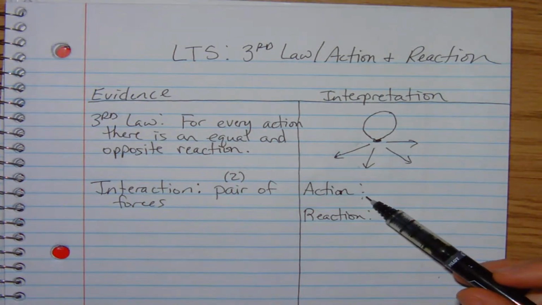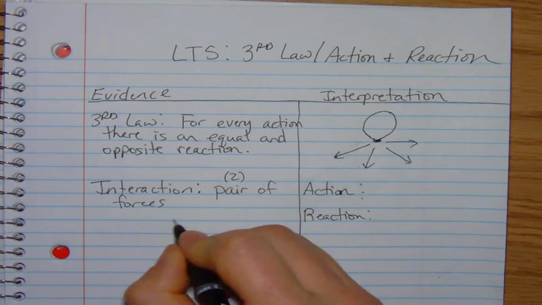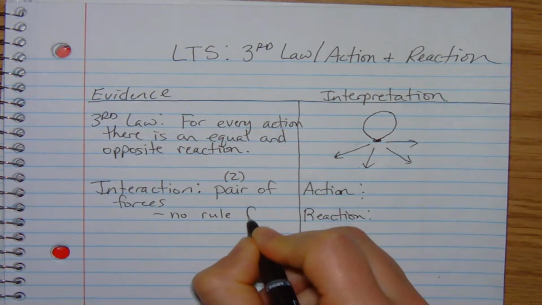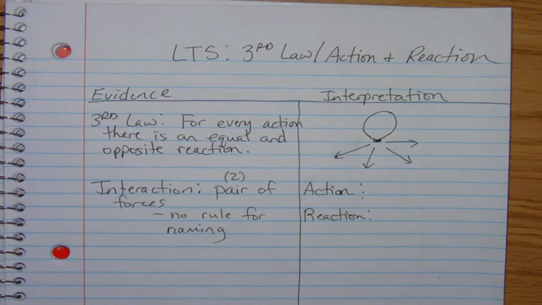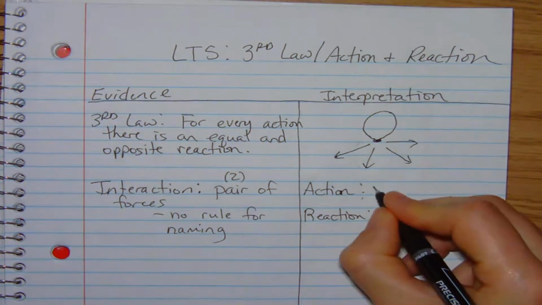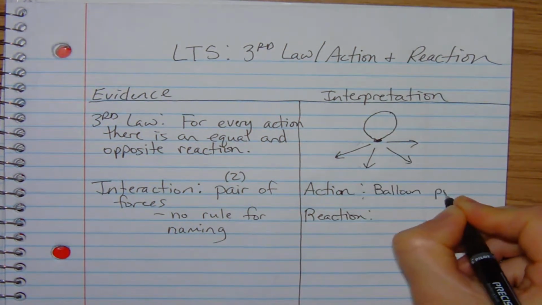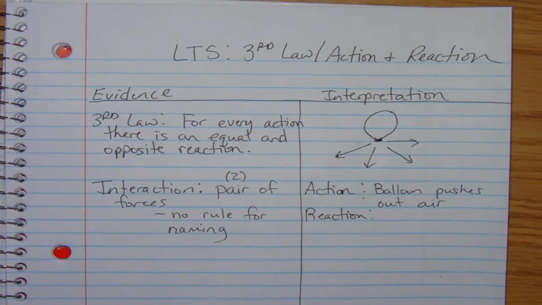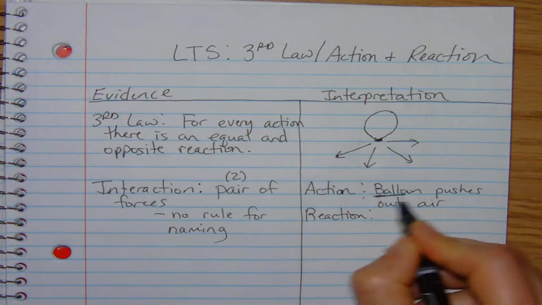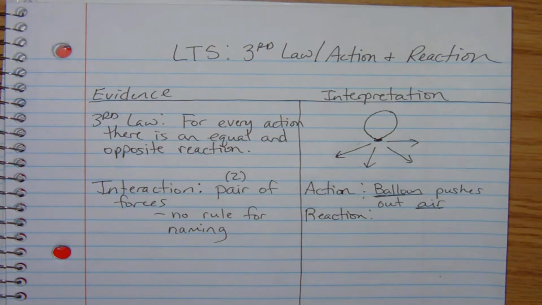So how you decide which is which does not matter. Okay, so there's no rule for naming them. There's kind of a common sense, logical thing, but you wouldn't be wrong if you flipped it. So here's what I mean. Let's say that the action is the balloon pushes out the air. The first thing we need to do is identify the two objects, the two things happening, the two forces. Well, we've got the balloon and we've got the air. Air is a thing, so it counts as an object. The balloon pushes on the air.